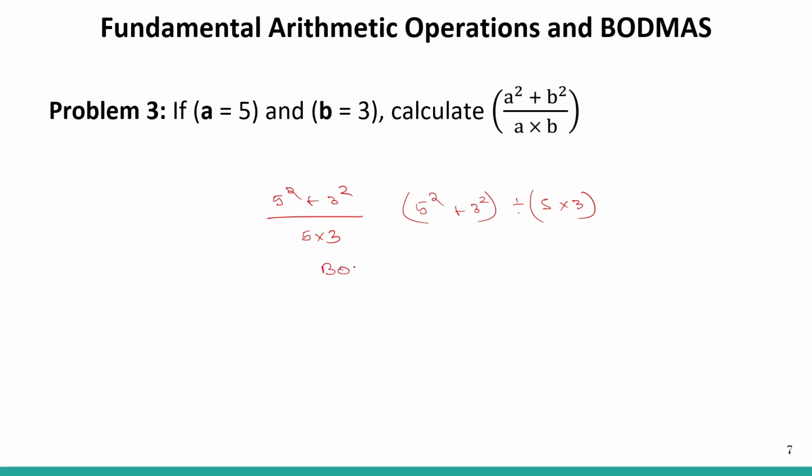Using the BODMAS rule, we look for brackets and simplify them first. So 5 square plus 3 square. We look for brackets first and then we solve them. This is divided by 5 into 3, which is equal to 15. What we do next is evaluate the exponents, so this becomes 25 plus 9 divided by 15.